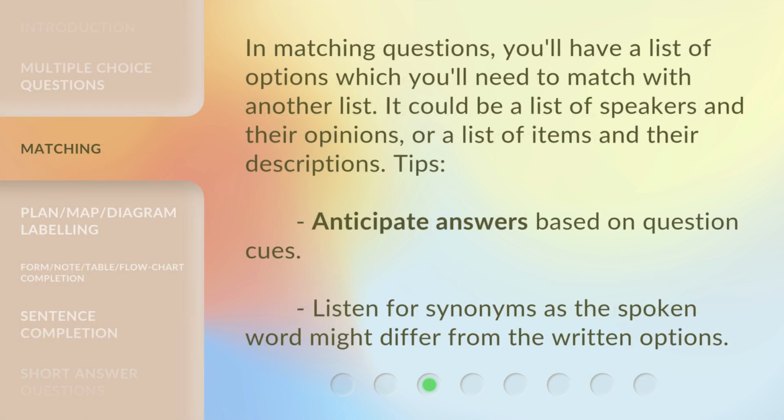In matching questions, you'll have a list of options which you'll need to match with another list. It could be a list of speakers and their opinions, or a list of items and their descriptions. Tips: anticipate answers based on question cues. Listen for synonyms, as the spoken word might differ from the written options.